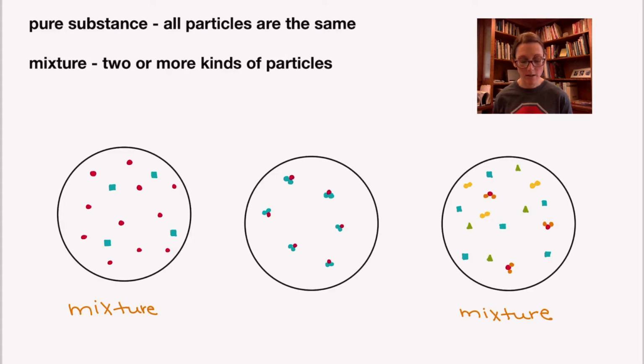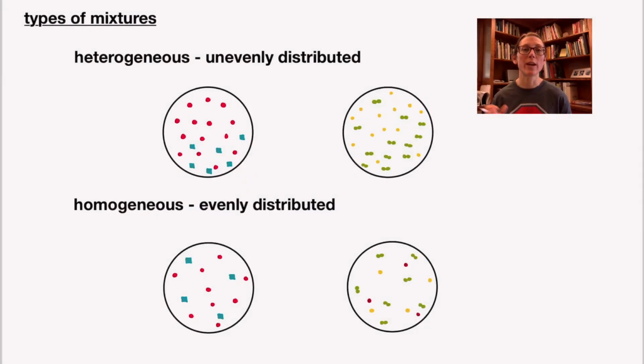On the other hand, the central particle visualization is a pure substance because every particle is the same. In this case, each particle in this substance is made of 1 red and 2 blue atoms. And so all of those particles are identical to all of the other particles in the sample, and that makes this a pure substance.